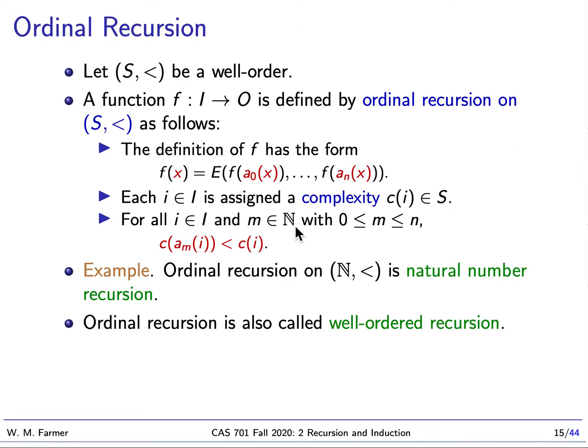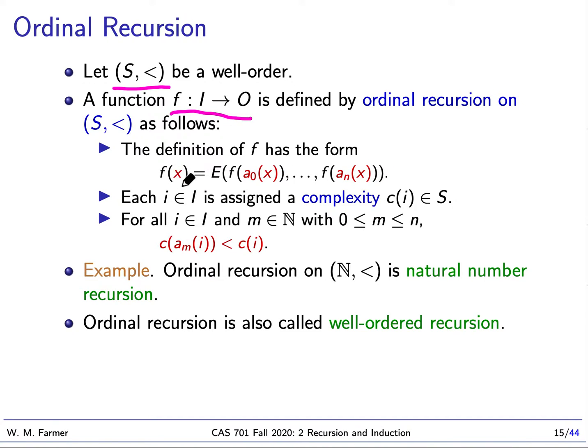So ordinal recursion is based on a well order. So let's say we have a well order S and less than. And then we can define a function, f, that takes an input and returns an output. We can define this function by ordinal recursion on this well order as follows. So the definition of f has this form.